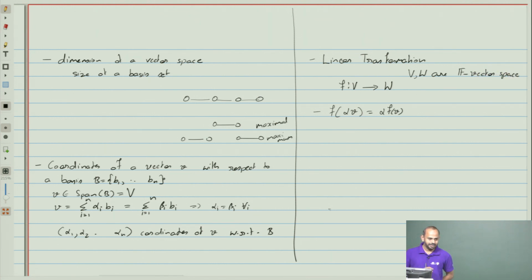Linear transformation does not work if one is a real vector space and another is a complex vector space. Both of them have to be real vector spaces. So, V is a real vector space, scalars come from real numbers. W is also a real vector space, scalars come from real numbers. Now this condition makes sense. F of alpha times V is alpha times f of V. F of V is some element of W, and W is also an F vector space, so you can multiply with scalars from F. Is this the only condition?